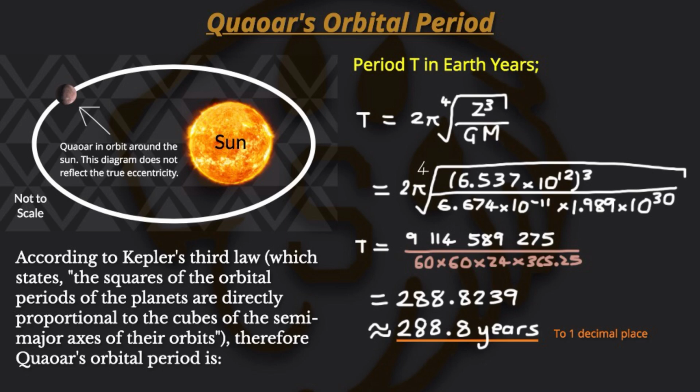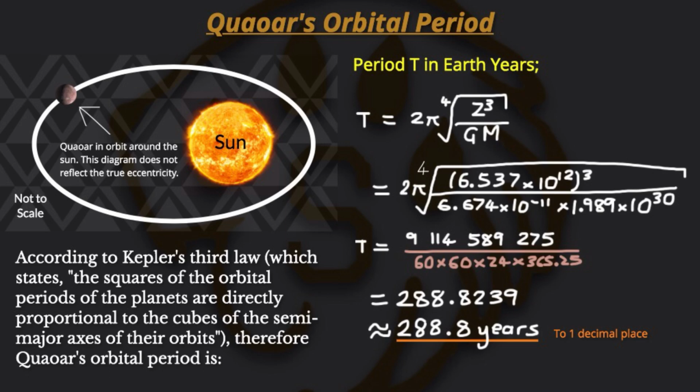You can see the value there, and the mass of the sun, which is 1.989 by 10 to the power of 30 kgs in kilograms. We use kilograms as the unit, the standard unit in our calculation. And then our T, which is the period in Earth years, will be 9,114,589,275 seconds. It's in seconds.